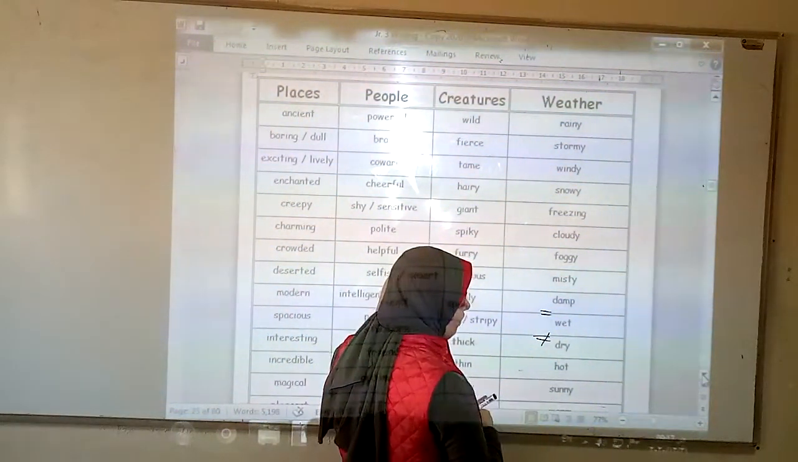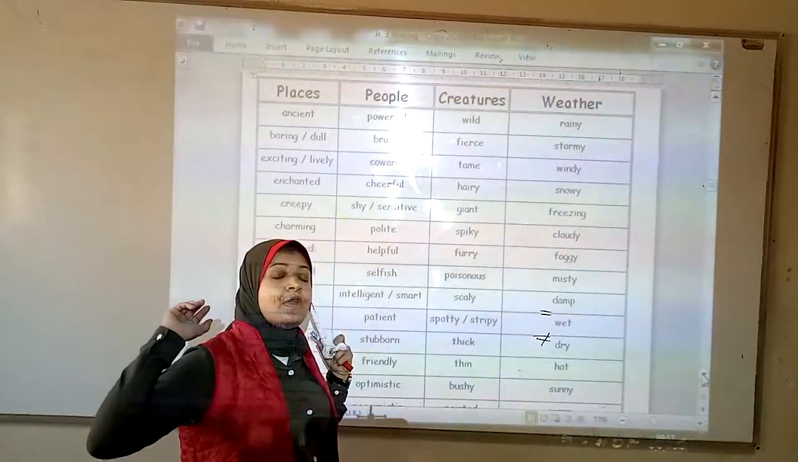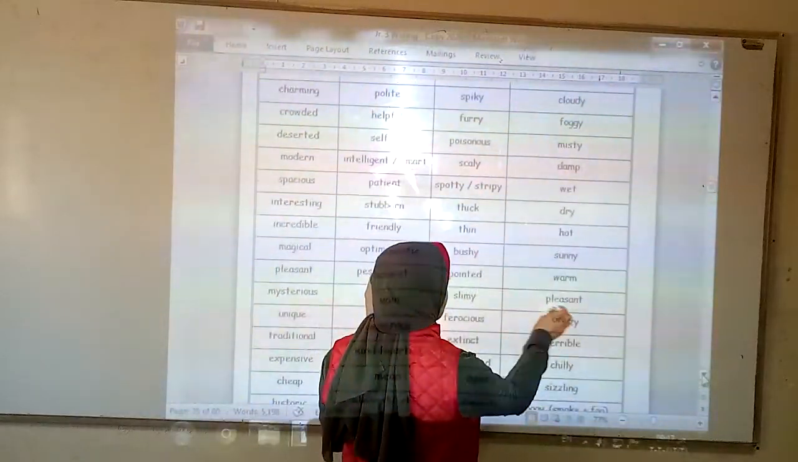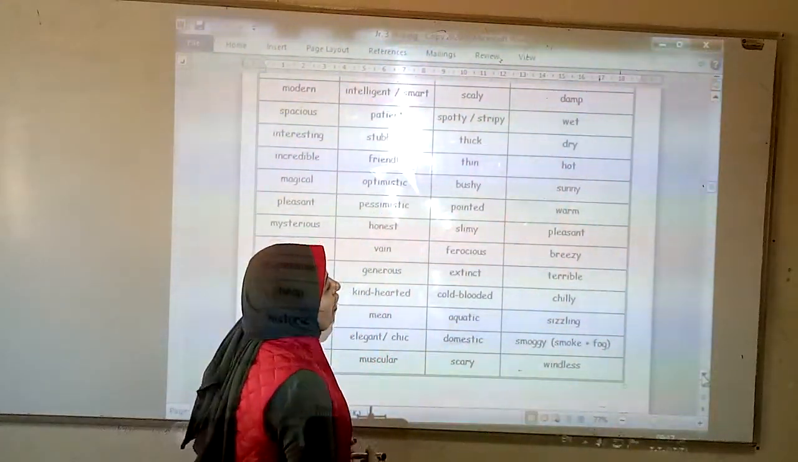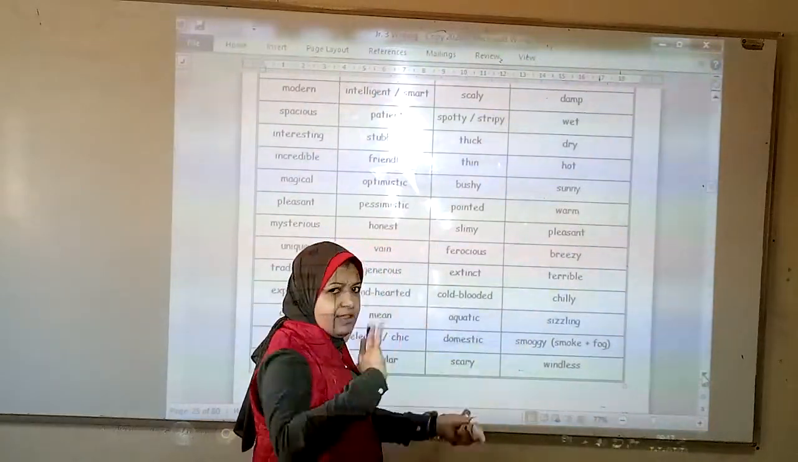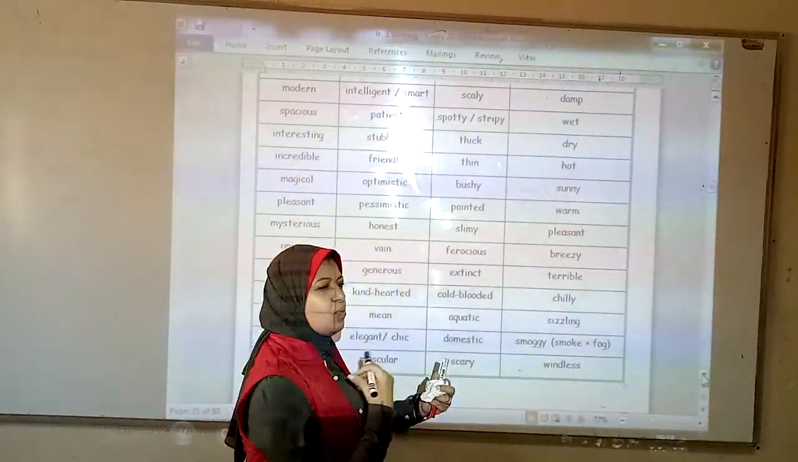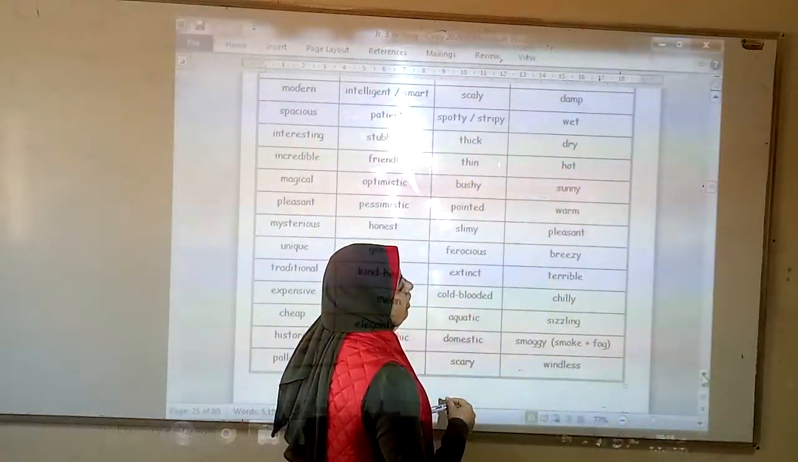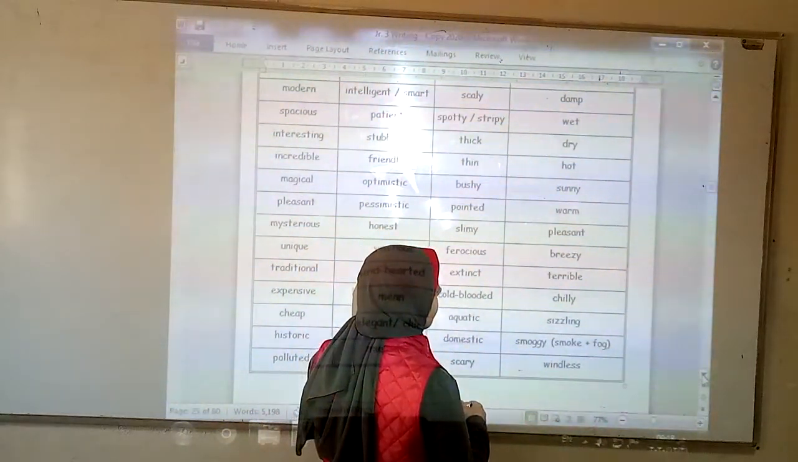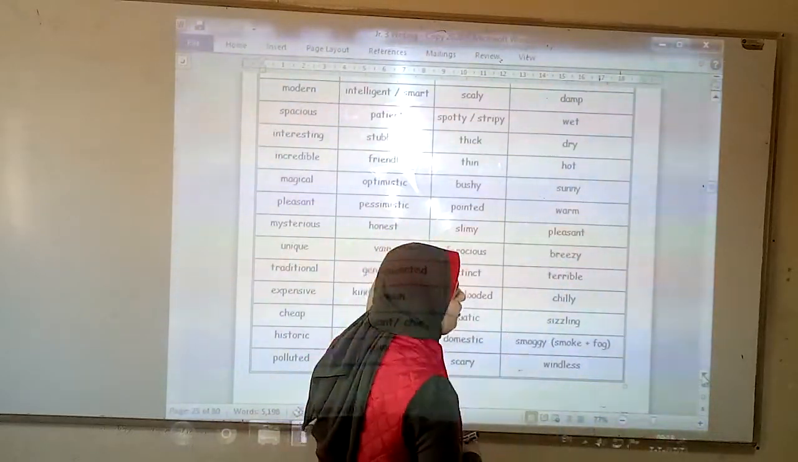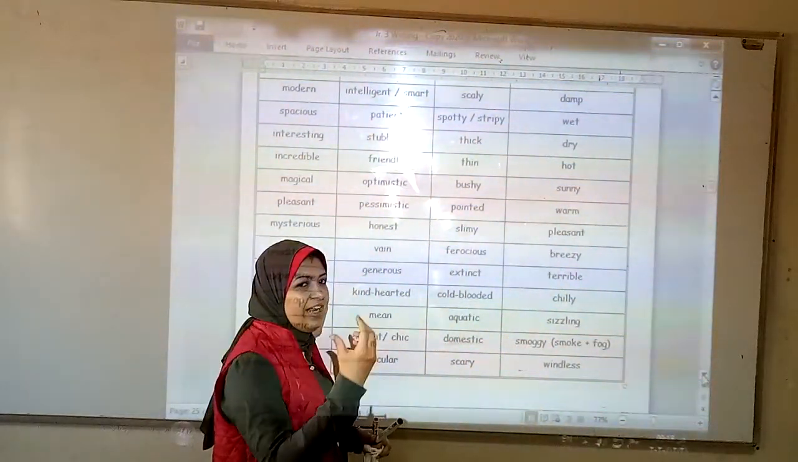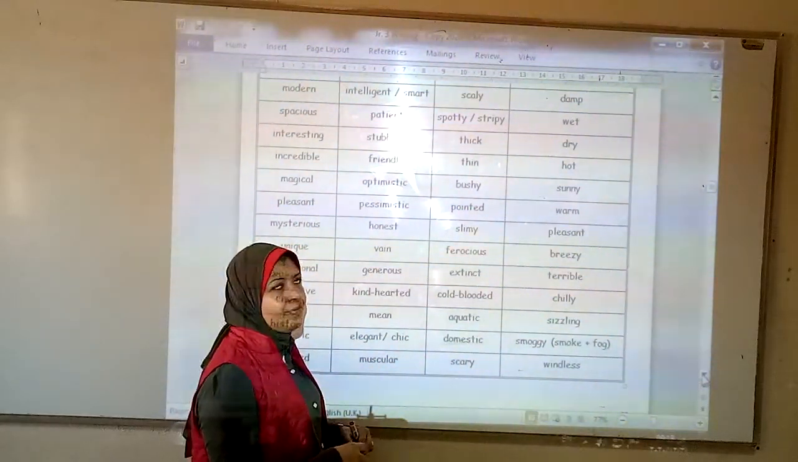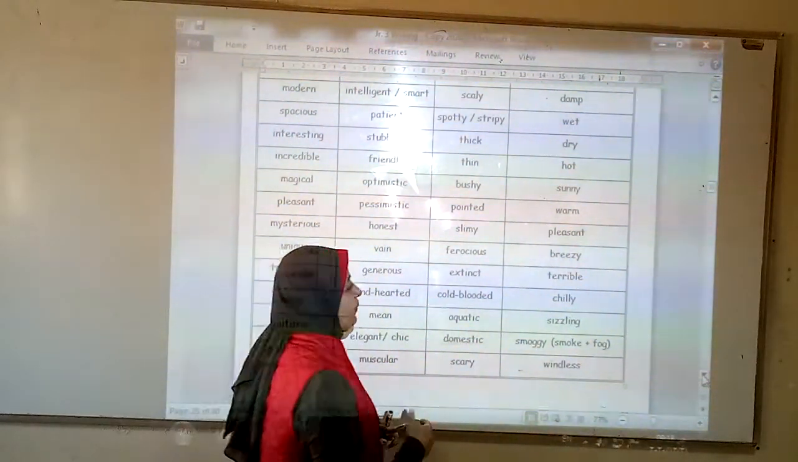Hot and sunny, they have the same meaning. When the sun is shining brightly, we feel hot. Warm, not cold and not hot. Pleasant, with a nice wind or breeze coming, like breezy. Breezy also means you feel a little wind, like when you sit on the beach or on the seashore to feel the breeze.